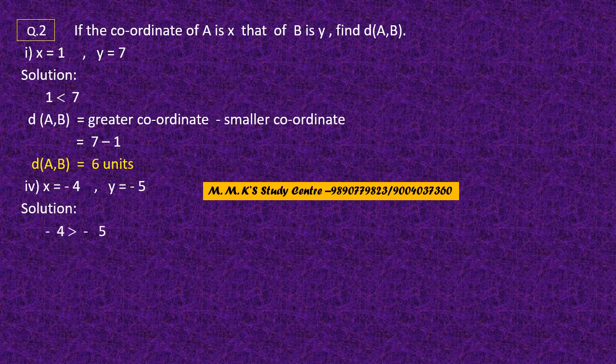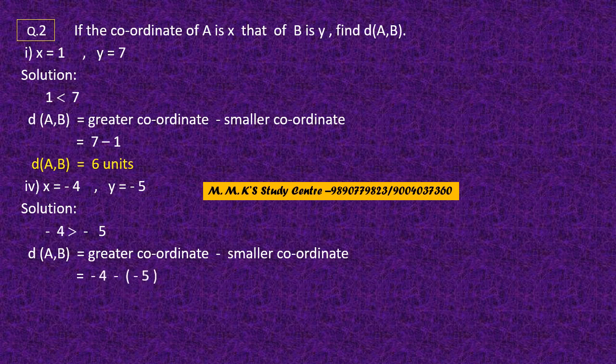Again here minus 4 is greater than minus 5. Minus 4 is greater than minus 5. So we'll use the formula: distance between AB is equal to greater coordinate minus smaller coordinate. We'll put the value. So greater coordinate is minus 4 minus minus 5. So minus 4 will remain as it is and minus minus 5 will become plus. So we will get minus 4 plus 5.